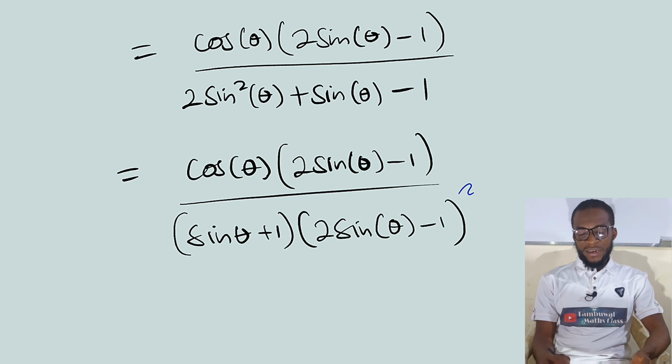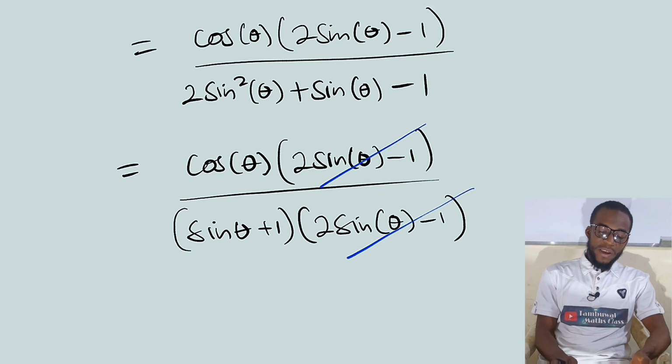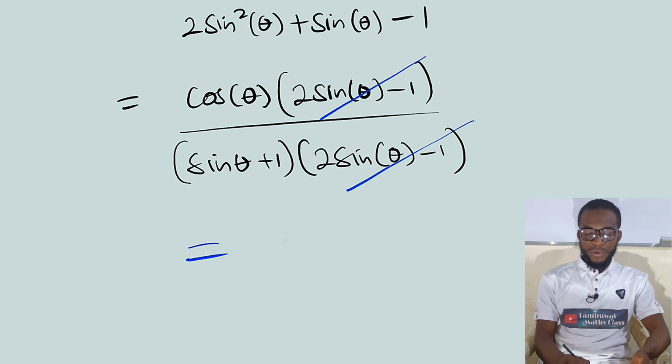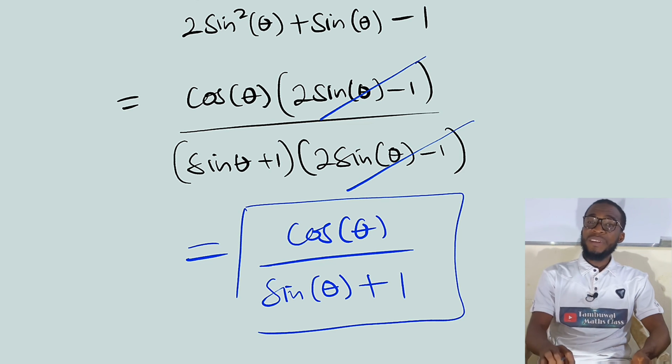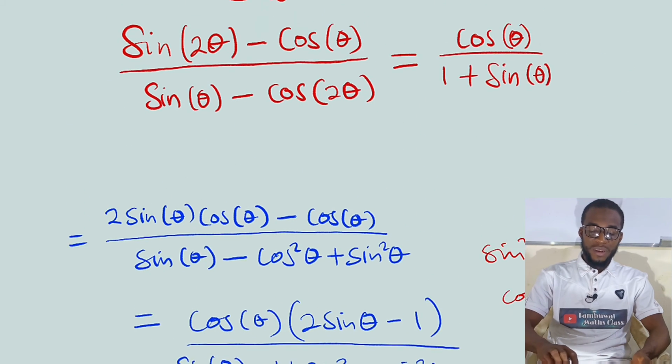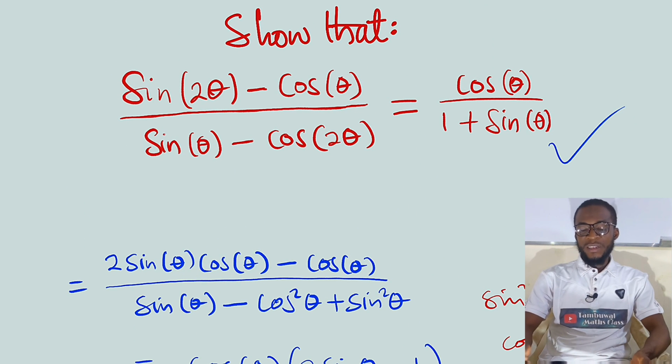From here, you can directly see that these two terms are exactly the same, so they cancel. Finally, what we have is nothing but cos theta divided by sine theta plus 1, which is exactly the same thing as the right hand side of our equation. This is exactly what we have. 1 plus sine theta or sine theta plus 1 is commutative. 1 plus 2 is exactly as 2 plus 1, and hence proved.